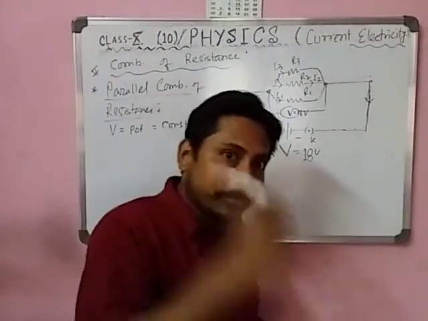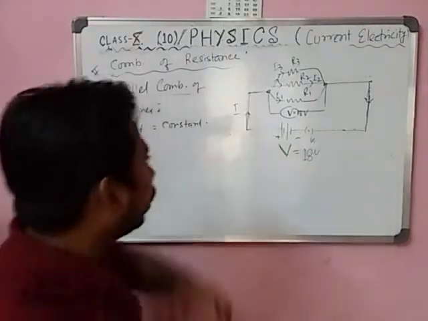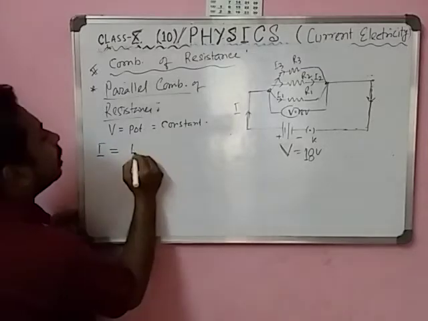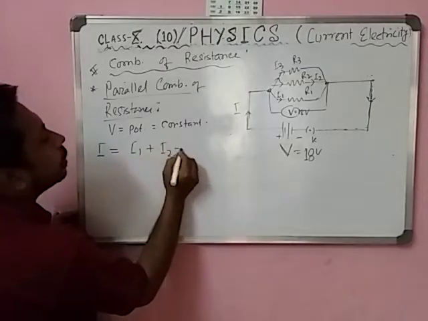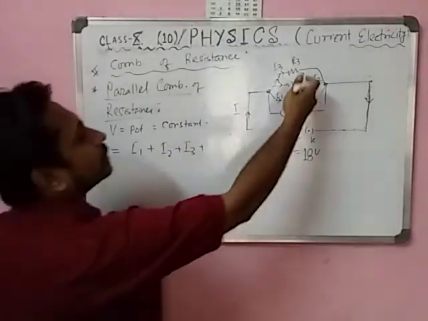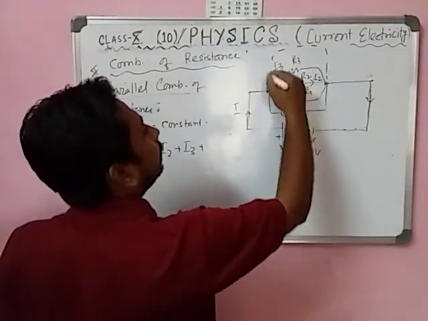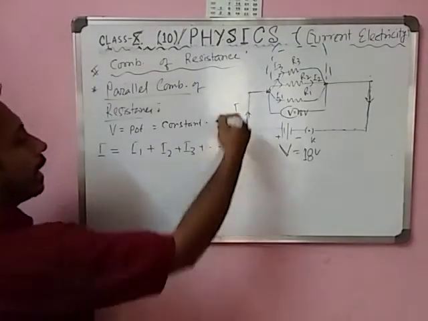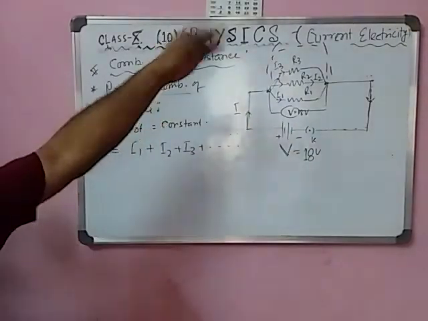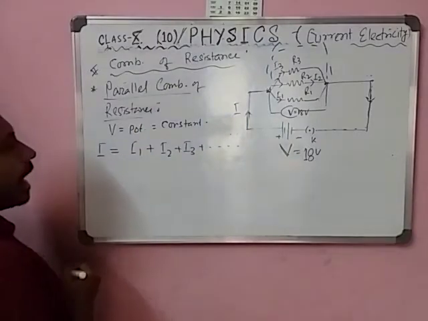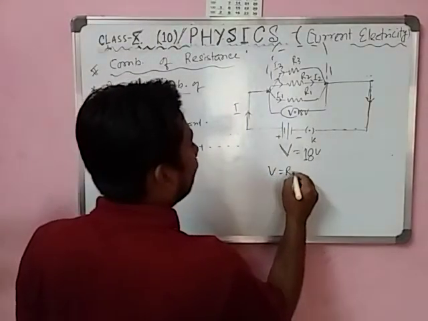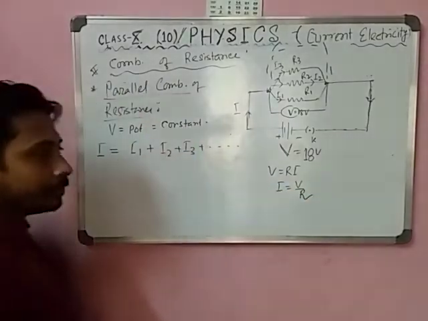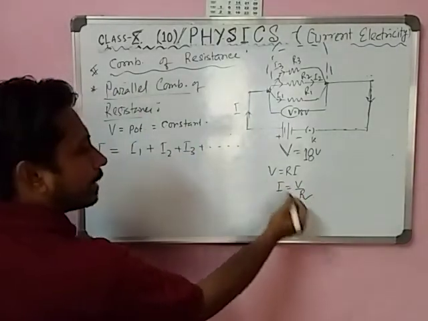Now, we always choose the difference, not the constant. So we are taking the current here instead of potential. So I can write I is equal to I1 plus I2 plus I3. Students, if there are so many parallel resistors connected in the circuit, then we can write the same. So, in place of I, what can you write? V equal to RI, you know that. So I equal to V by R, am I right? I equal to V by R.